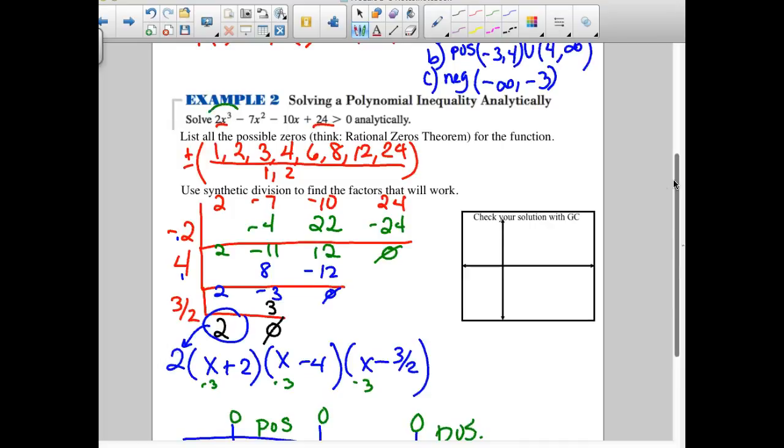Our first term was a 2x cubed, yes? So what shape would that look like? A cube has a twist to it. Is it low on the left, high on the right, or the other way around? It goes from low to high? So on the farthest to the left, as we go towards negative infinity, our arrow should point down.